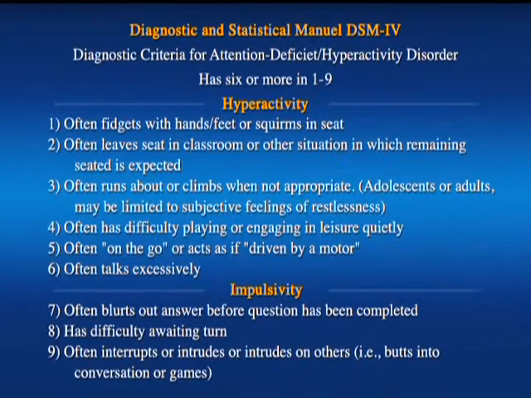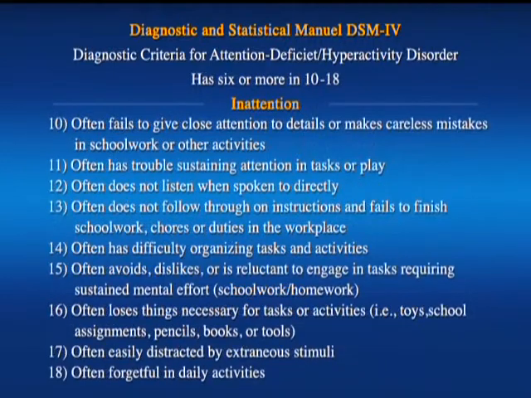So what we have then is impulsivity, again, the inability to control what's going on. These children are good kids. Parents know they're good kids. I know they're good kids when I work with them, but I also know that they have great difficulty in controlling their behavior. Let's look at inattention, the third category, number 10 through 18.